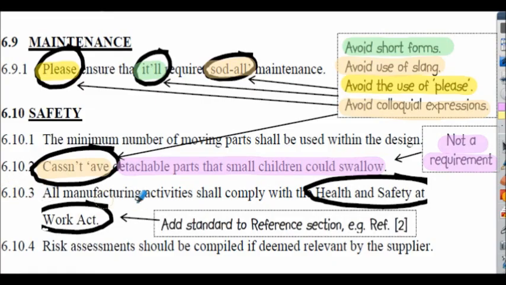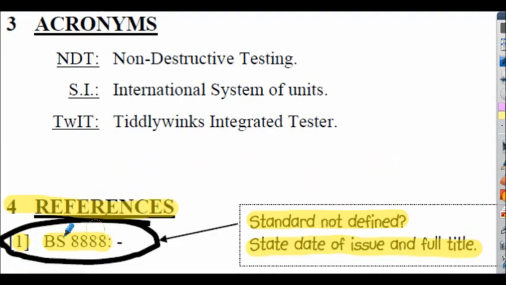Also notice in clause 6.10.3 they've stated that all manufacturing activities shall comply with the Health and Safety at Work Act, but that really should be defined in the reference section, and we would probably state here reference 2 or reference 3, whatever listing it is in the reference section, instead of stating the title. We only state the titles of our references in the reference section. From thereafter we just refer to them as reference 1, reference 2, etc. So in this section here we would have all our references stated with the full title and the listing of the numbers 1, 2, 3, etc. So in the main body of the document we simply refer to reference 1, reference 2.